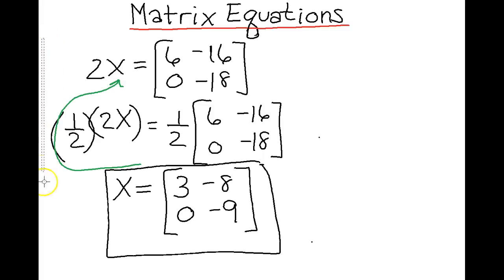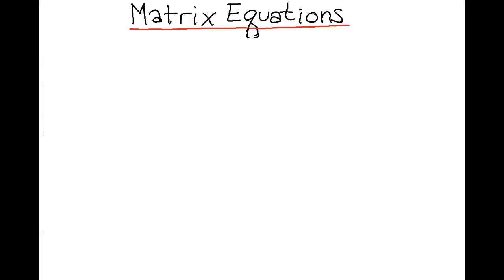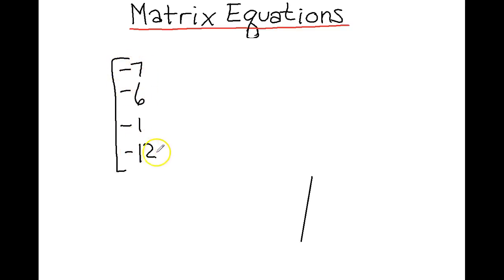Okay, so that was a fairly simple example. Let's go ahead and do something just slightly more complex. So in this example, I am going to take a matrix -7, -6, -1, and -12. This matrix, by the way, is a 4×1 matrix. It has 1 column and 4 rows. And we are going to solve for the matrix Y.